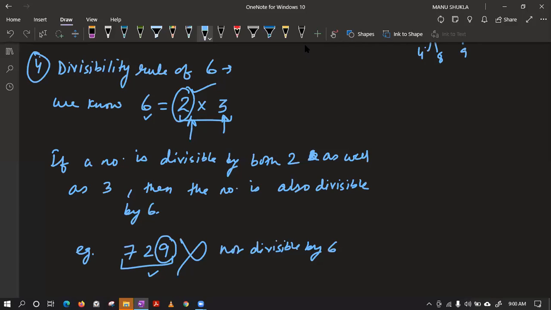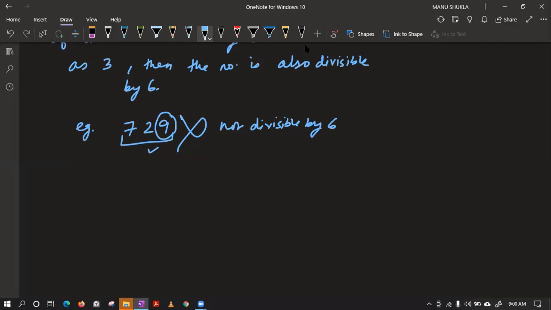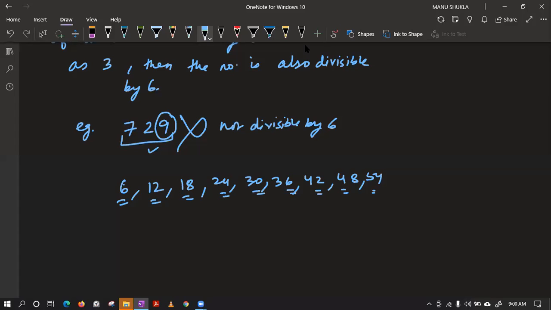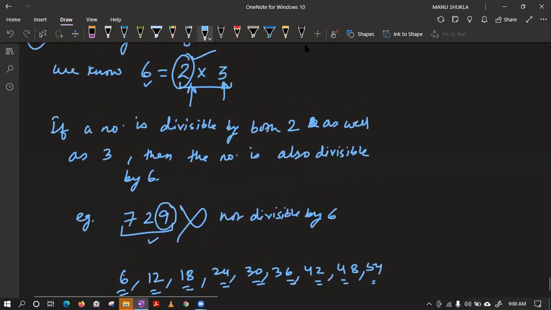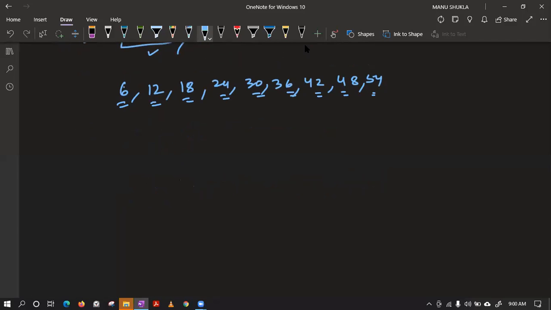by 6, and that is why the table of 6, if you observe, contains all the even numbers only. 6 1s are 6, 6 2s are 12, 6 3s are 18, 6 4s are 24, 30, 36, 42, 48, 54. So you can observe all the numbers are even only. That is the reason behind that, because it has to be divisible by 2 also. Okay, now similar to 6, we have the next one. 7 I'm not telling you right now. 8, 9 done. 10 is very simple.